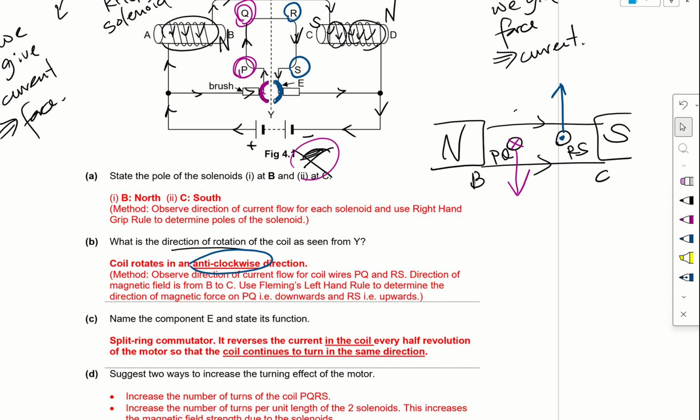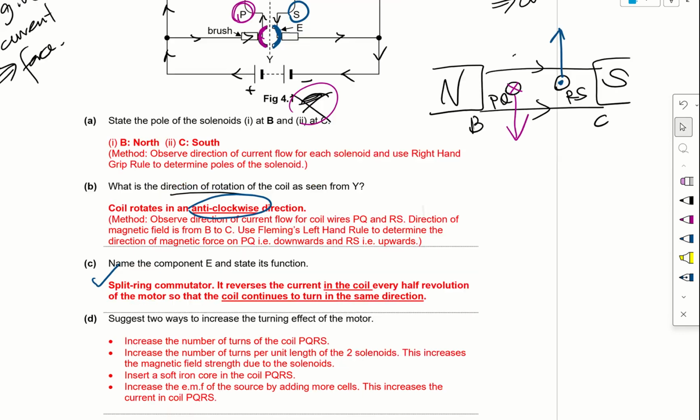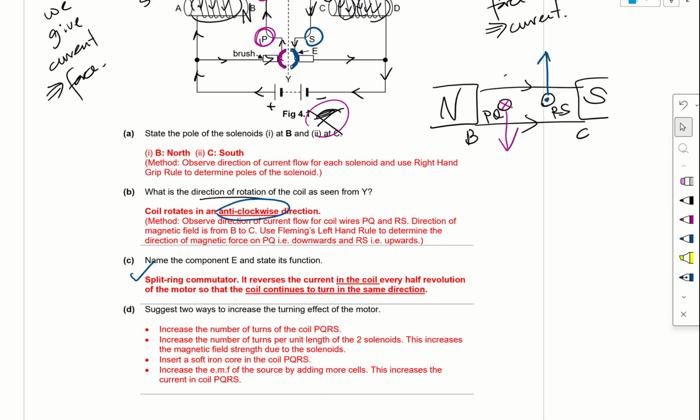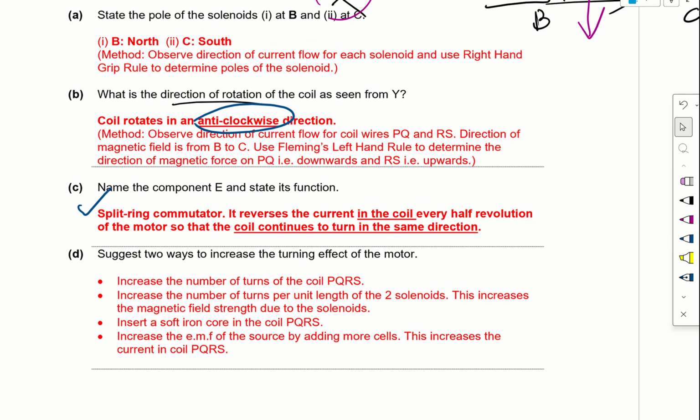Now name the component E and state its function. Very simple, it's a split ring commutator, not to be confused with a slip ring. The purpose is to reverse the direction of the current in the coil every half a revolution so that the coil continues to turn in the same direction. Suggest two ways to increase the turning effect, so you can read it by yourself. One thing you need to take note of is not to say the number of coils, but the number of turns of the coil.